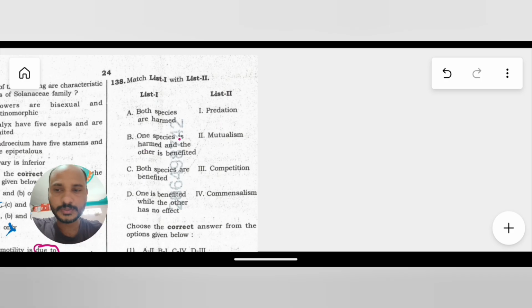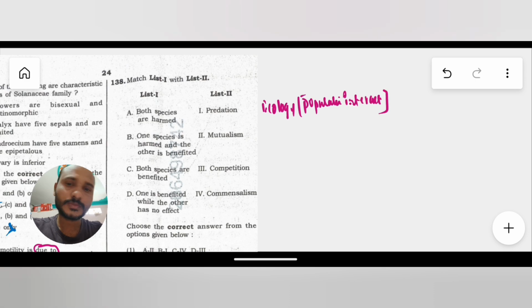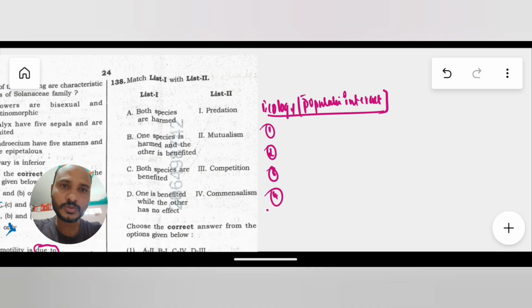These questions are framed from population interaction, a topic in ecology under organism and population. As NCERT explains, there are different types of population interaction. No one species is isolated in this world; every species has to interact with others. That interaction is called population interaction, and species have various different types of interaction.